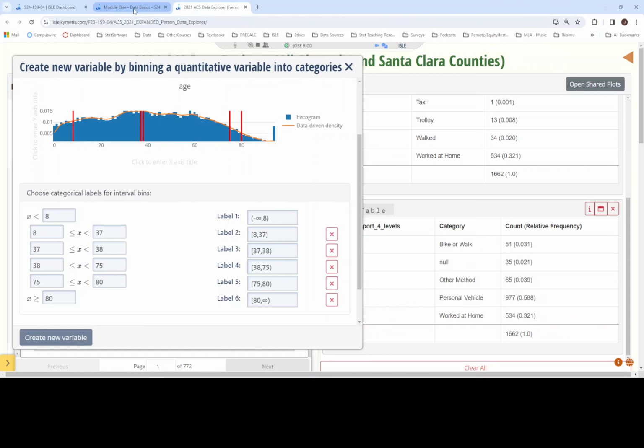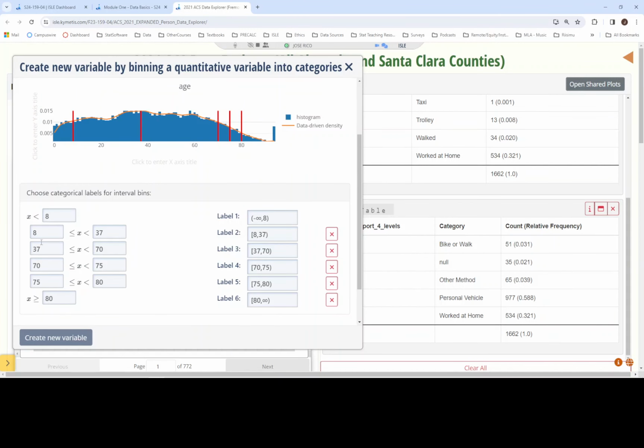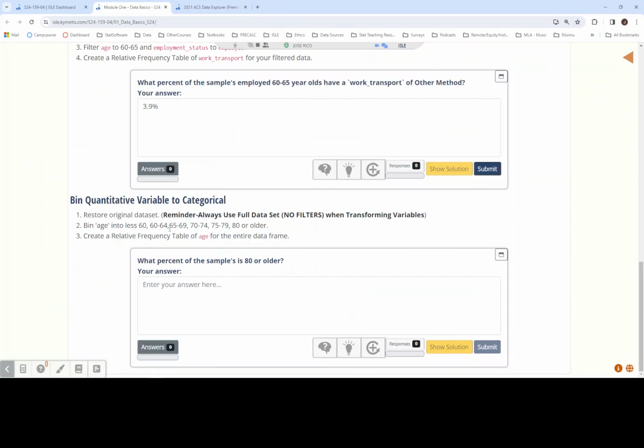So now you got 70 to 74. So I can type in 70 here. When I type in 70 here, this is now going to be 70, 71, 72, 73, 74, but it's not going to get to 75. My next interval is 65 to 69, so I can type in 65 right here. And then the last interval, I believe, was 60. So if we look back at this, it should say the first interval was less than 60, 60 to 64, 65 to 69, 70 to 74, 75 to 79, and 80 or older.